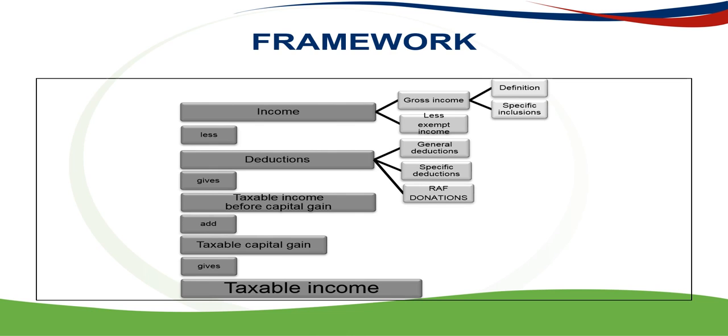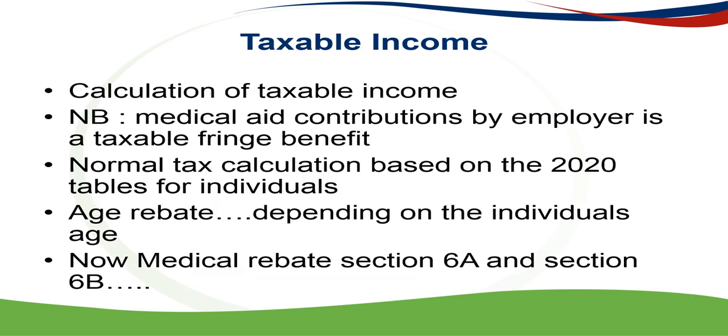But then when we're doing the medical tax credits, remember that this actually comes after you calculate your normal tax. So when you calculate your normal tax based on that taxable income, that's where it comes in. Remember that you've got to deduct your age rebate depending on your age. Don't forget that, please, for 2020, the rebates. And then comes in your medical tax credits where you deduct section 6A and 6B. So that's a bit of background. Let's quickly go straight into an example and see how this is going to pan out.